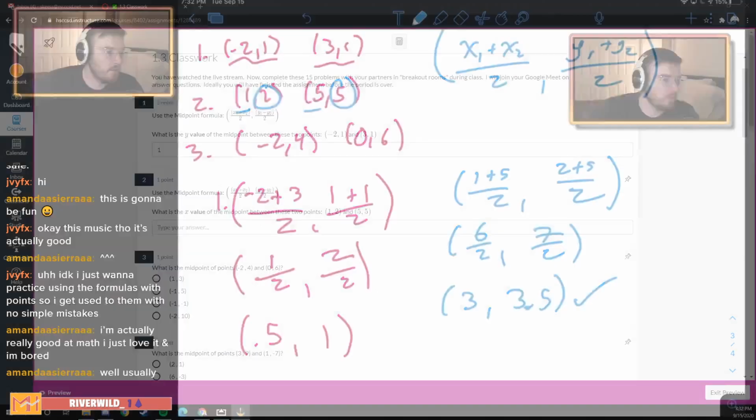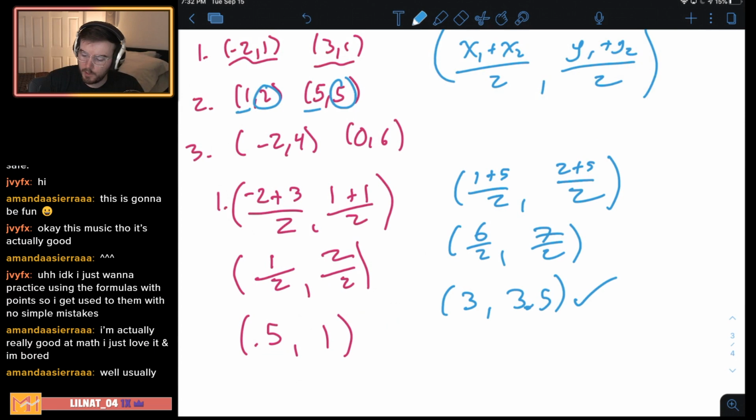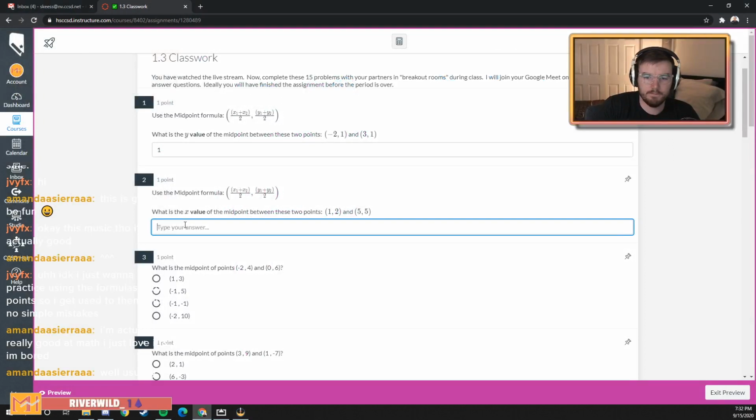And again, read the question carefully. What is the x value? When I'm looking at my coordinate here, this is an x, y coordinate. So the answer is simply 3.